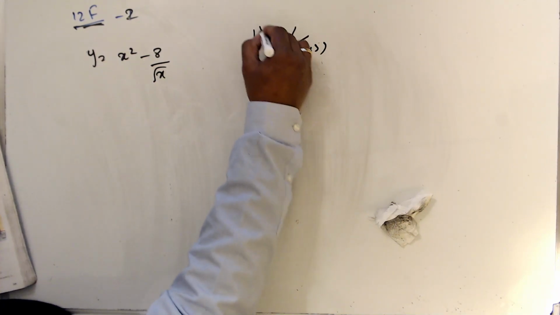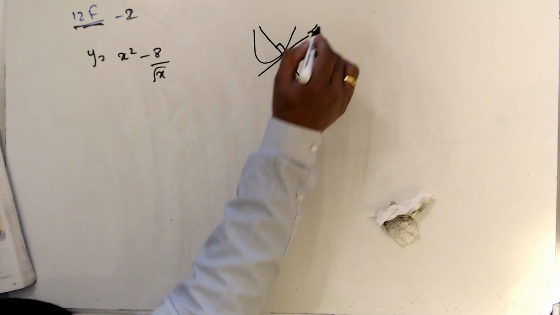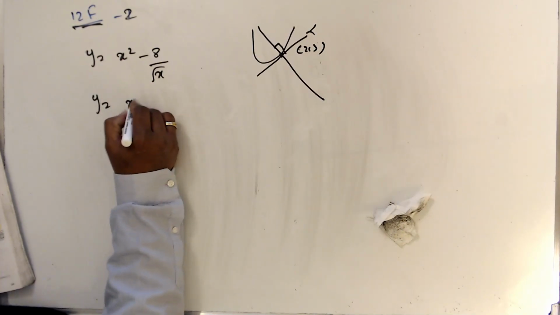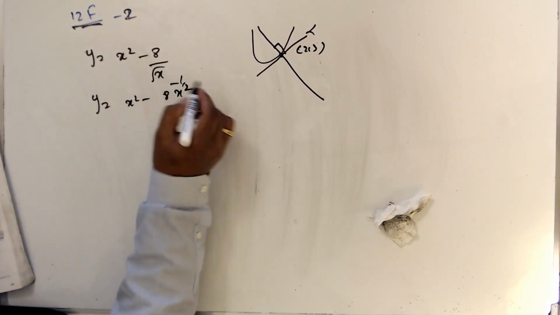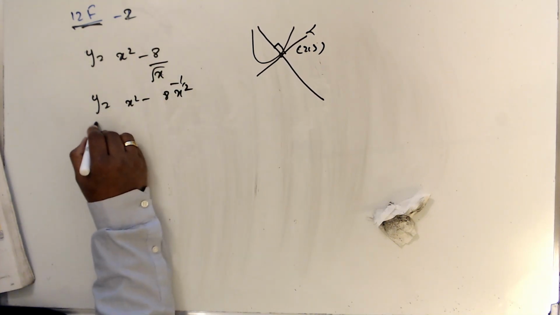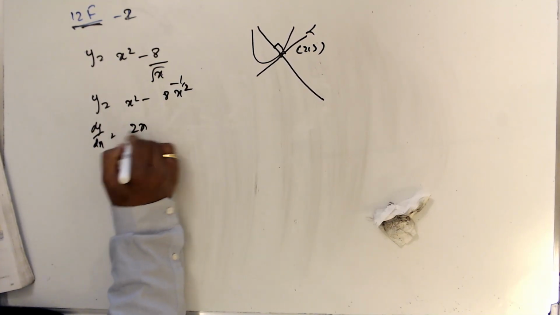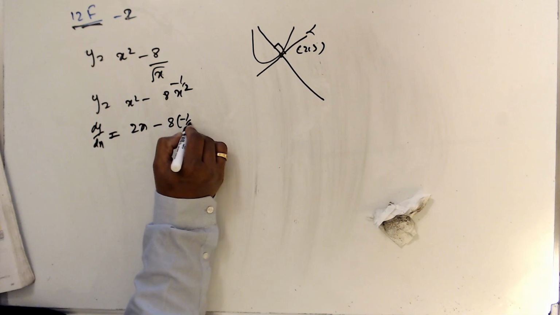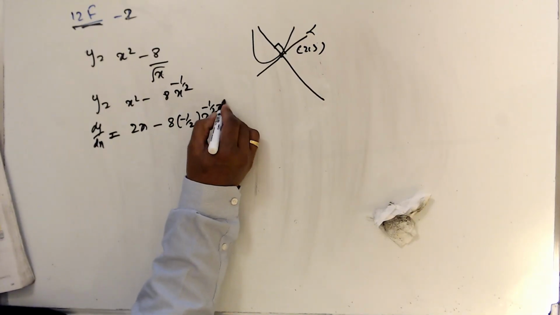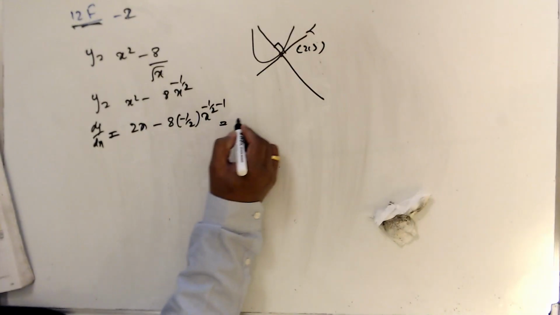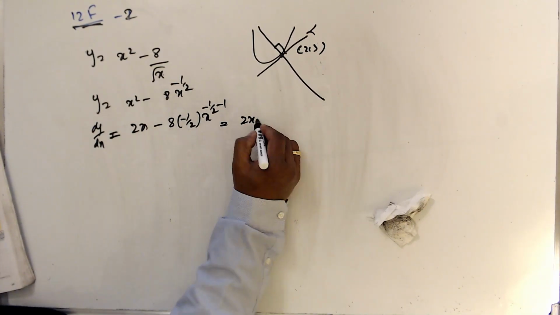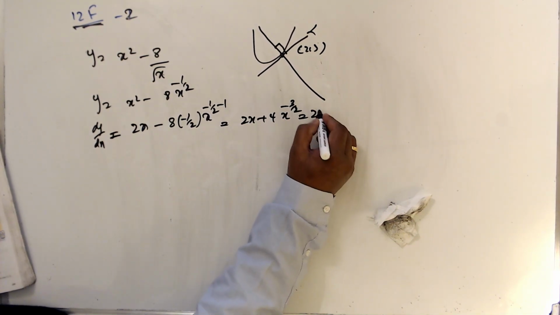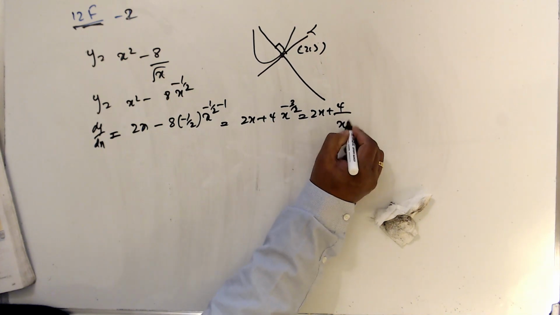The point is (2, 5). We need the normal equation of the tangent. So we'll start now. y equals x squared plus 8x minus x to the half, I'll bring up. So dy by dx is 2x minus 8 minus half x to the minus half minus 1, which is 2x. This is going to be plus 4x minus 3 over 2. It means 2x plus 4 over x to the 3 over 2.